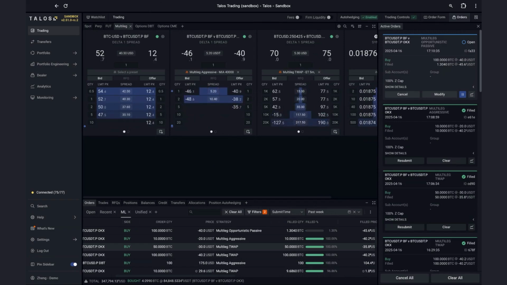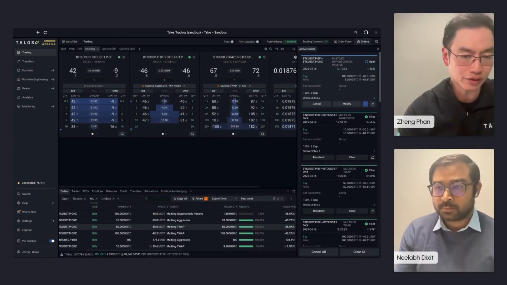So now I've gone through the strategies. Neelabh, do you want to talk a bit about which strategies a trader would commonly choose depending on their trading goals, and a bit more details about each parameter?